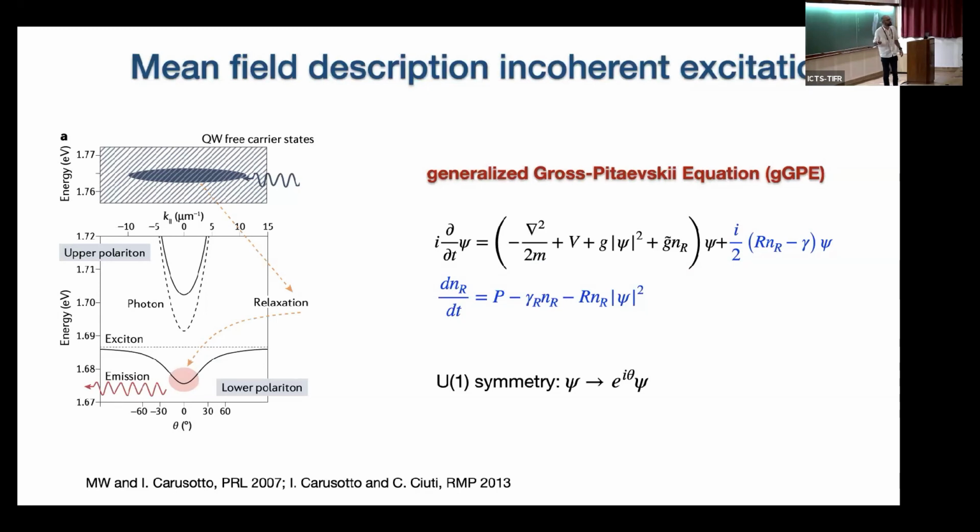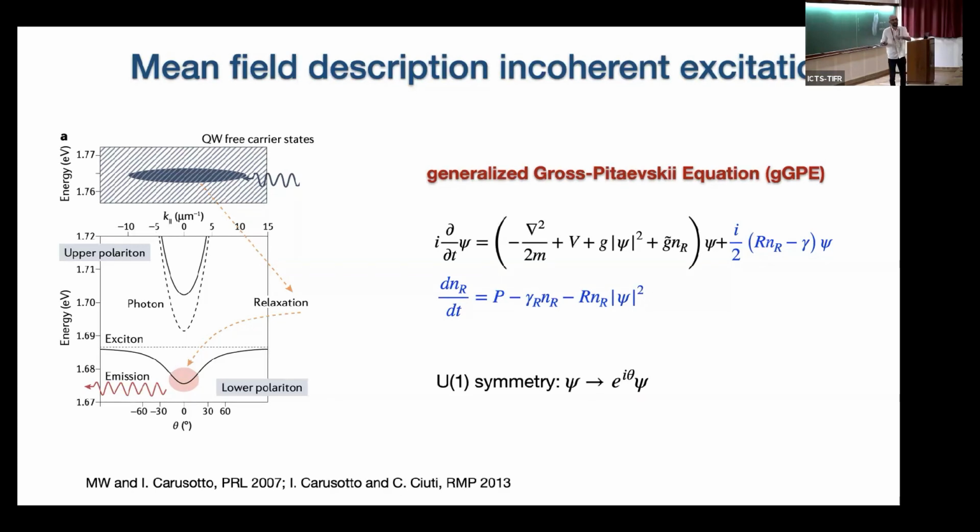Mean field description: you have already seen the Gross-Pitaevskii equation, or nonlinear Schrödinger equation, many times. Here, because it's a non-equilibrium system, we have to generalize it. We have to add a few terms related to the feeding of the condensate by these high energy excitations that relax down. The way this is modeled is by adding an imaginary part, which will not be number conserving.